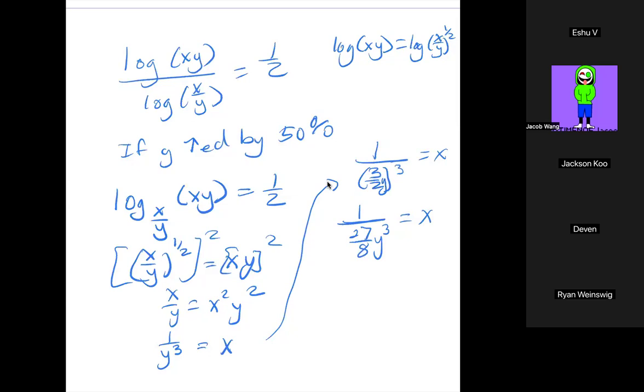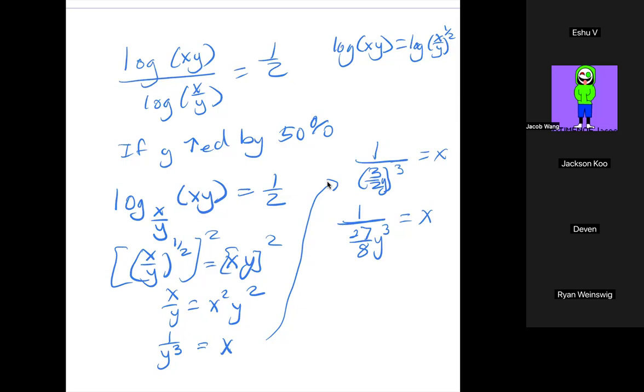Yeah, so to make it so that it's still 1 over y cubed equals x, x would have to be 8/27 times 8/27, because then you end up with still x equals 1 over y cubed. Thank you. Yes, you're welcome. Jacob, go for it.